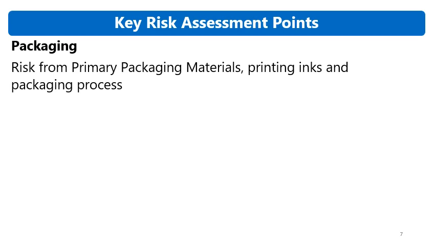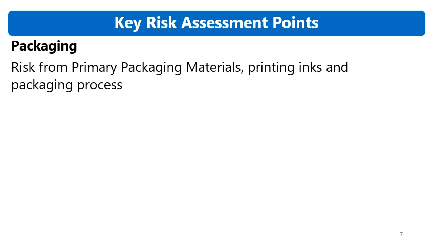Packaging may also lead to introduction of nitrosamines. Risk from the primary packaging materials, risk from the printing inks and the packaging processes should be taken into consideration. The primary packaging materials are those materials which are in direct contact with the drug substance. The printing ink is used to print the batch numbers, the name of the API and the batch details like manufacturing date, testing, retest date, expiry date, etc.